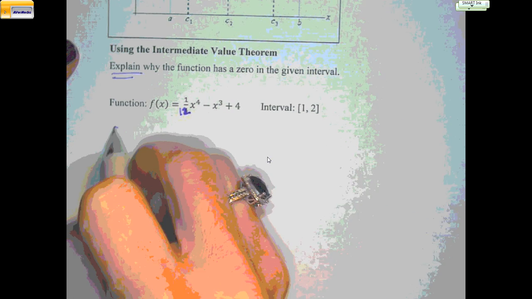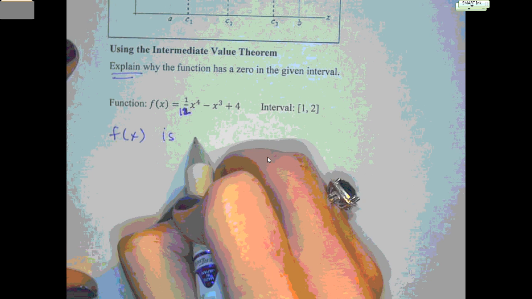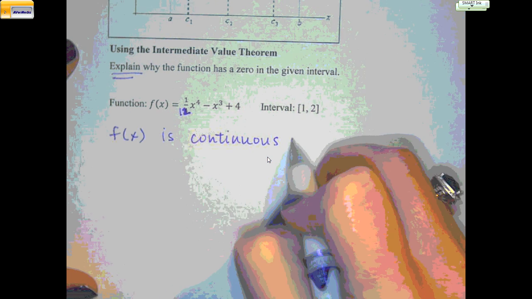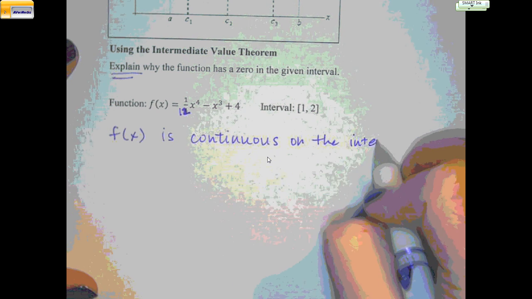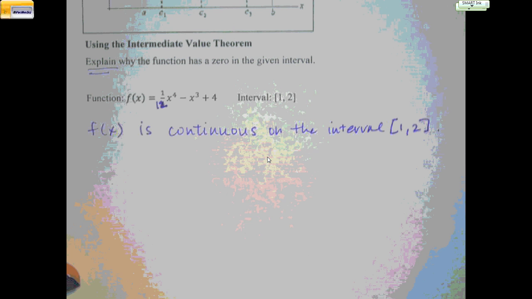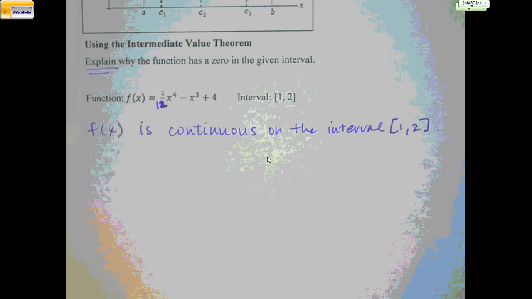So we say f at x is continuous on the interval (1 to 2). In real person words, it means that the function between 1 and 2, all those x's work. The interval, those are x's. So all the x's work from 1 to 2 is what you're saying there.